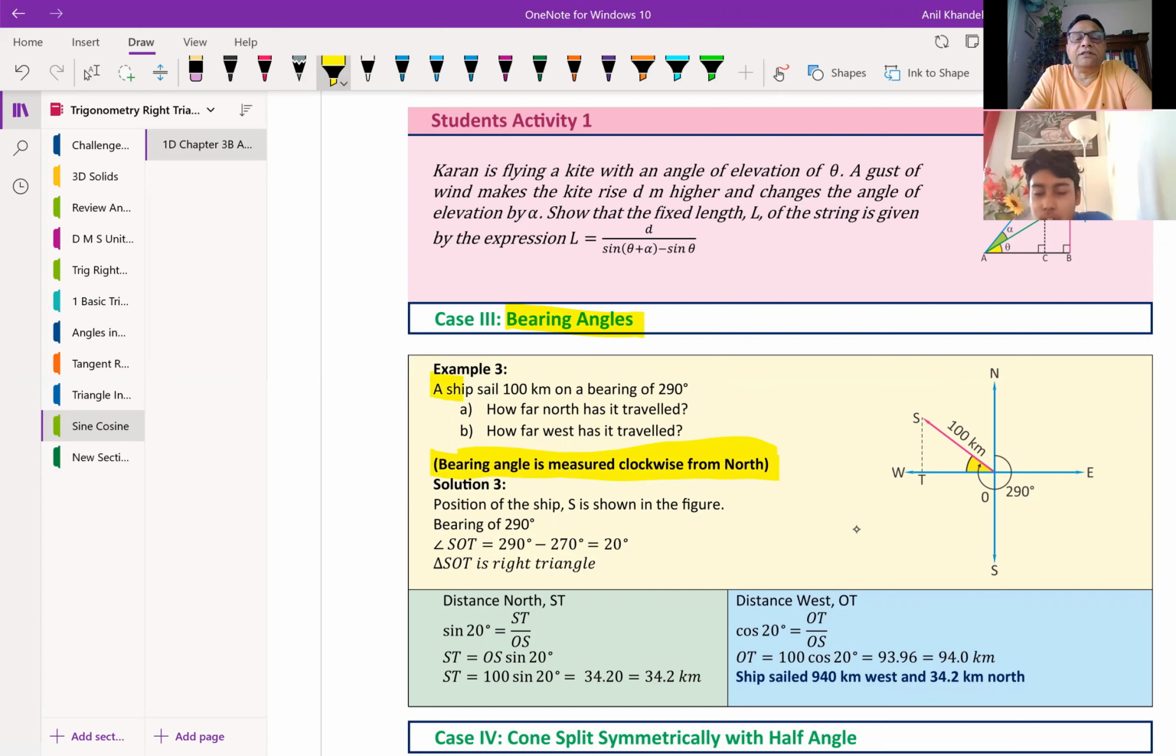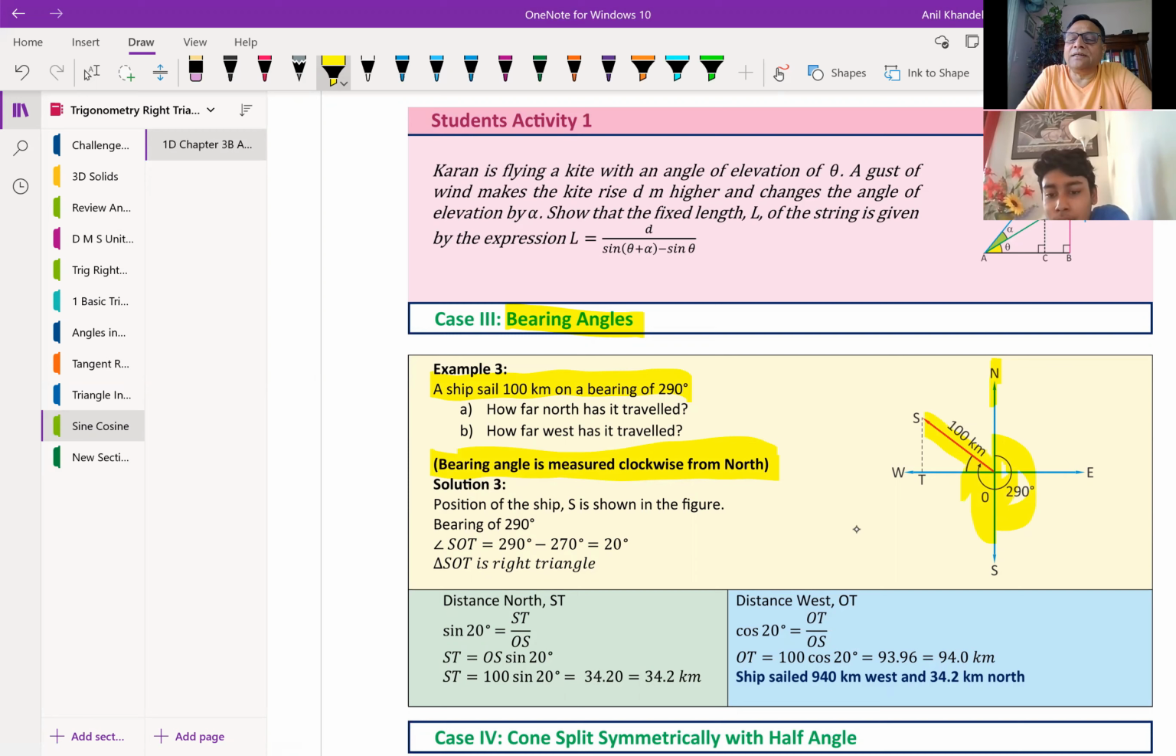Can you read this example three question? A ship sailed 100 kilometers on a bearing of 290 degrees. So on a bearing of 290 degrees, as you see in the diagram, that is the north for us, correct? Now, clockwise means we are going in this direction. Is that okay? So this whole angle, which is shown as 290 degrees, becomes the bearing of the ship which is sailing, right? So the direction is measured from this particular point, 290 degrees clockwise from north. And there you go, the red line indicates the path being followed by the sailing ship, right?